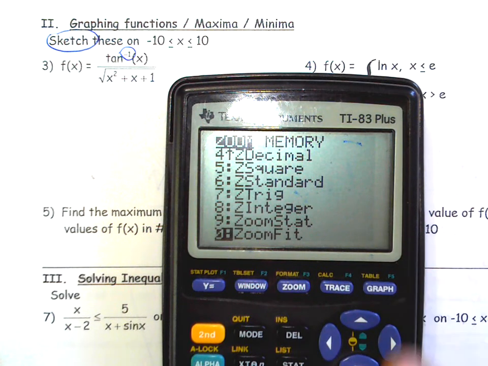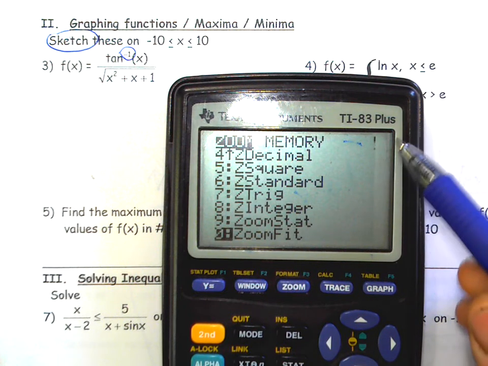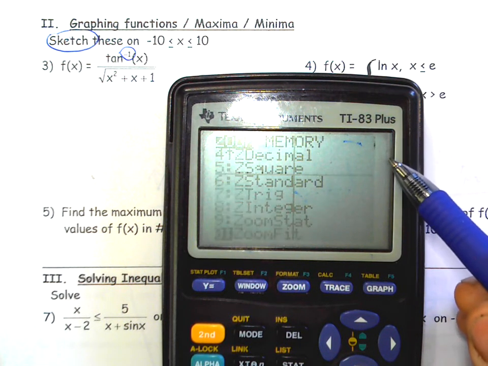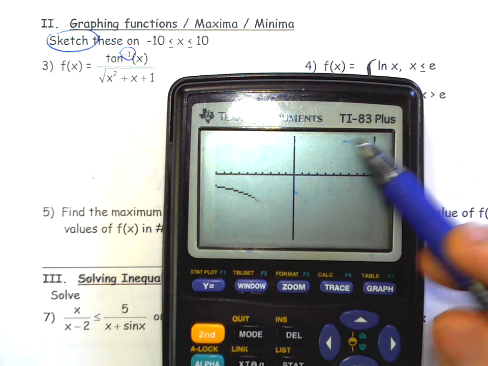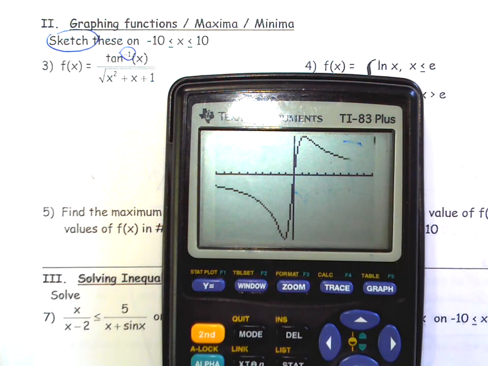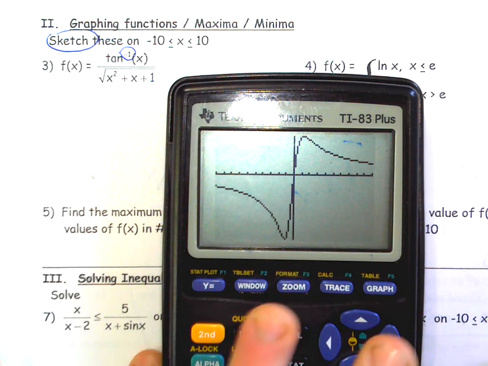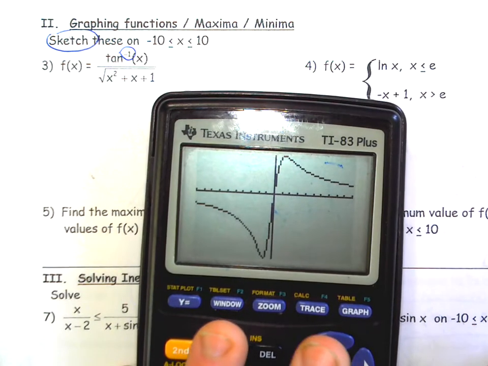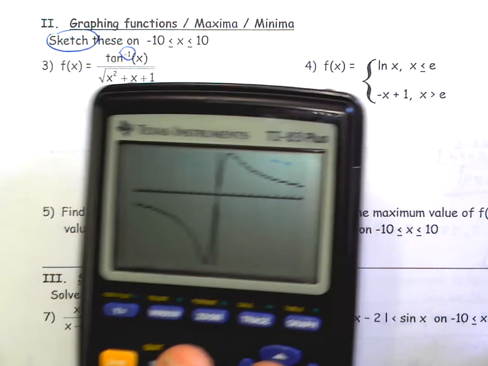So if I do that, zoom fit, watch, it takes a while because it's pre-calculating all the values. Essentially, it's doing all the work twice. Then it resizes the y-axis. The x-axis is up to you and gives you this nice picture of it. So that's another option that I use sometimes if I don't really know what the y value should be.